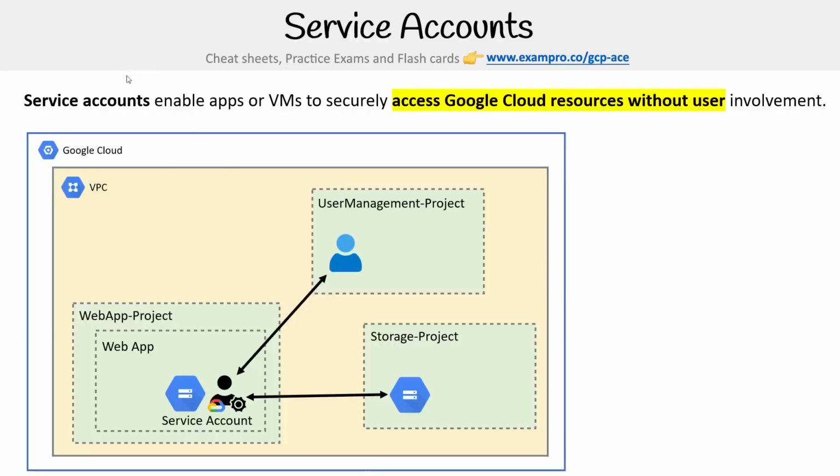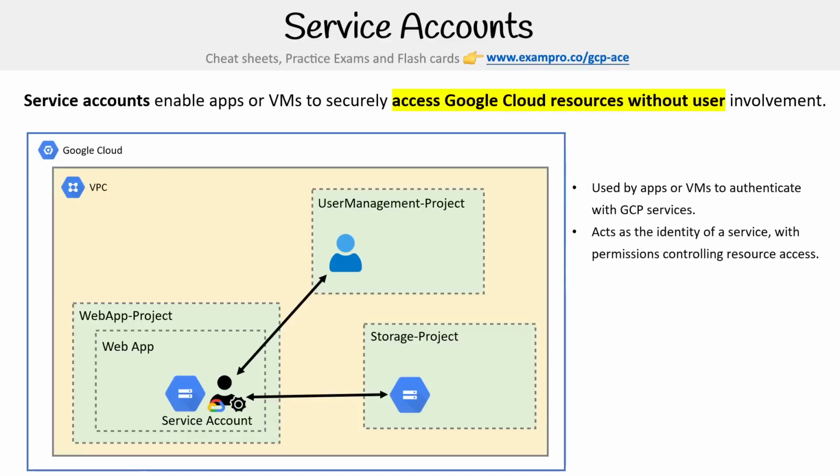Let's take a look here at service accounts. So service accounts enable apps or virtual machines to secure access to Google Cloud resources without user involvement. They're used by apps or virtual machines to authenticate with GCP services, and act as the identity of a service with permissions controlling resource access, identified by a unique email address, not necessarily yours, but one that is created within Google Cloud. It eliminates direct user involvement in authentication.